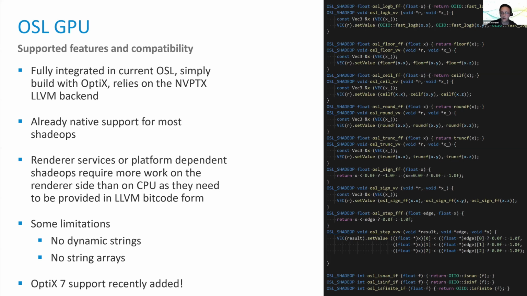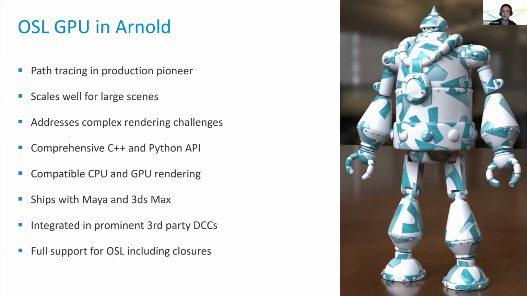So Arnold, as you all know, probably, is a path tracing production renderer. Arnold has been fully compatible with OSL. We have full support for OSL, not just patterns, we also support closures. And so it was super important when we introduced Arnold GPU that we were also supporting OSL on the GPU.